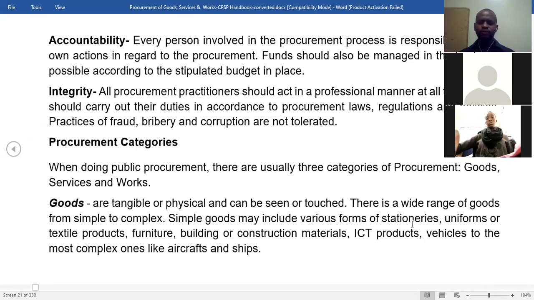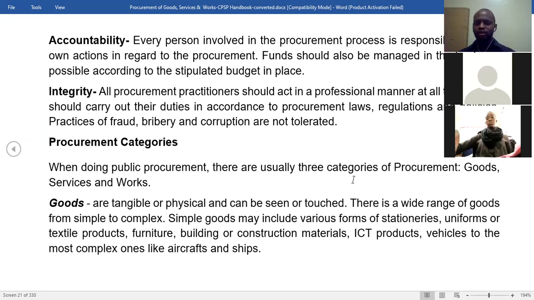No question. So I'm also going to talk about the procurement categories. We have three major categories in procurement. The first category is the goods. The second category is the services. And the third category is the works. So these are very common terms that are used in procurement.